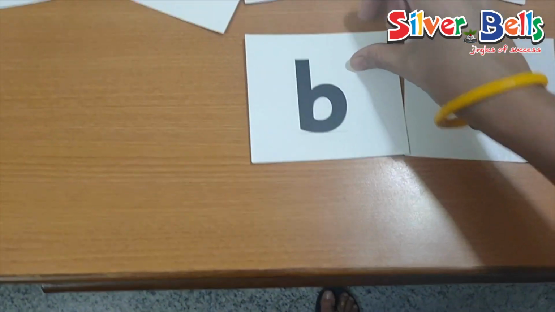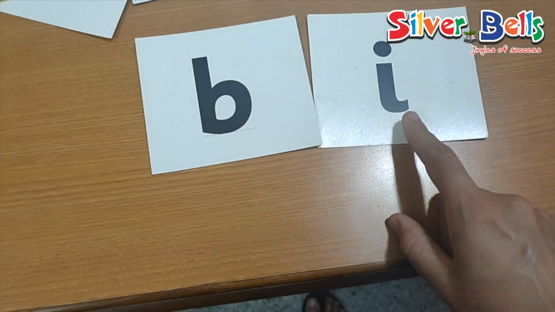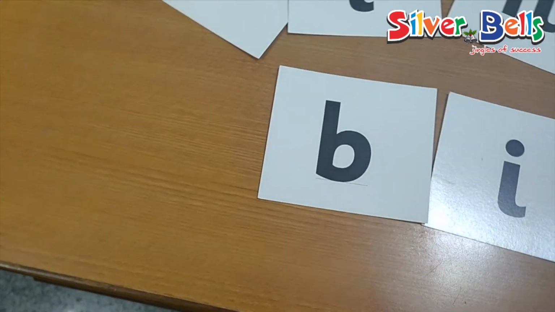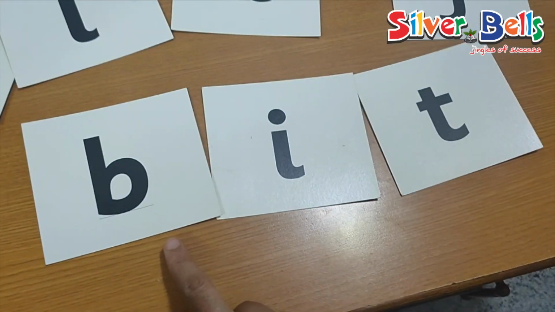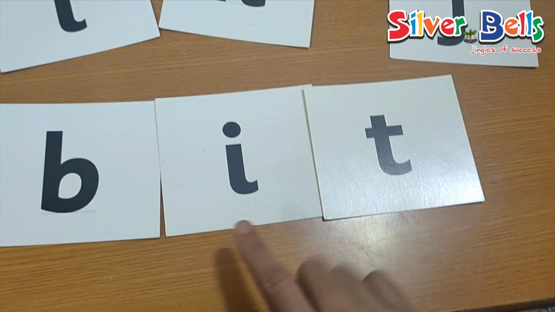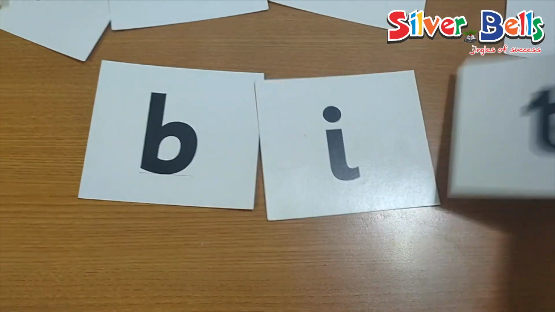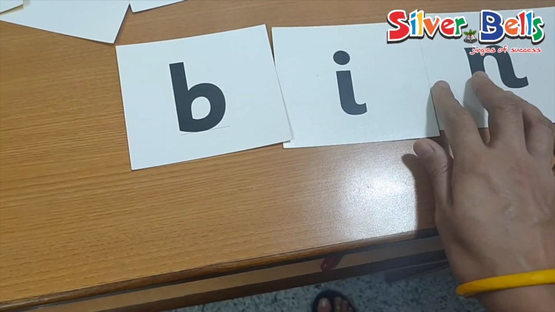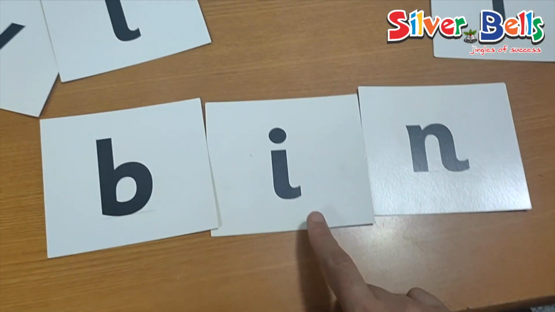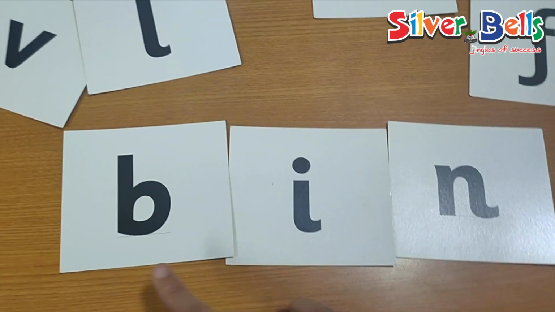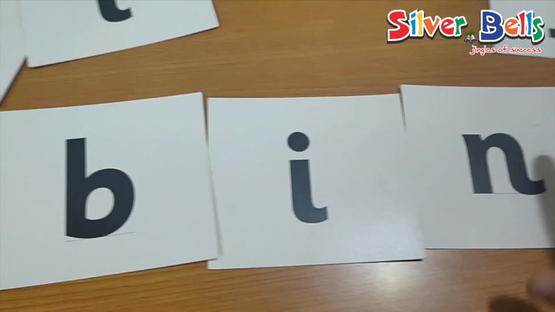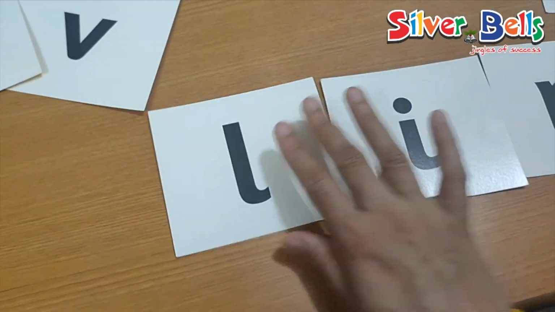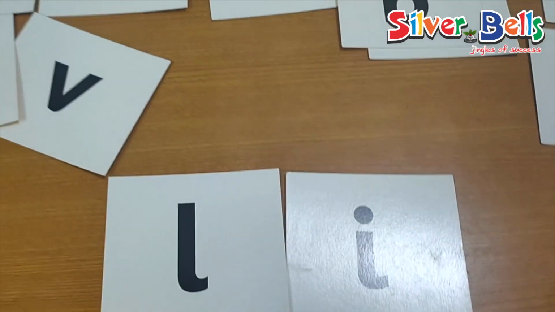So b, i, t. B, i, t, bit. Bit means a little. B, i, n, bin. Very good. Now you will spell it.